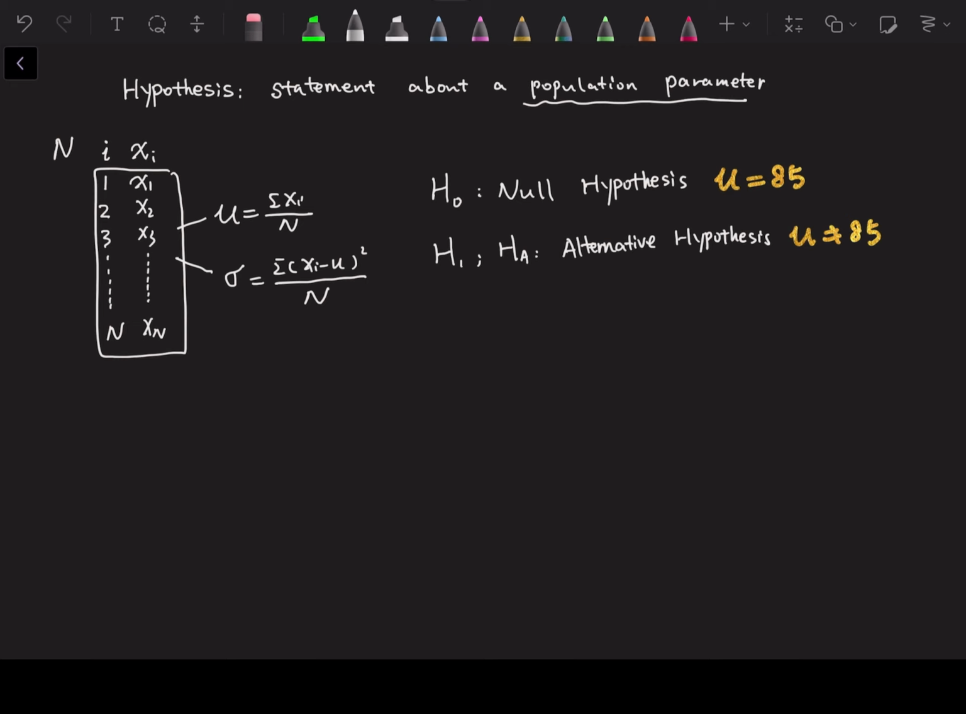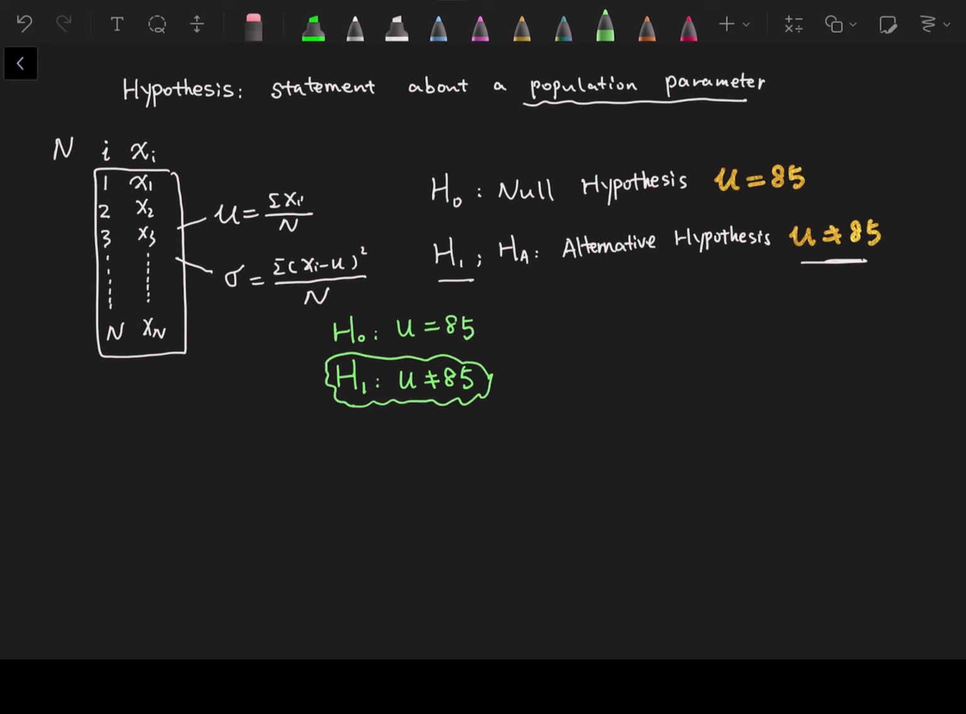The second point is that the research question is reflected in the alternative hypothesis. For example, how do I know the alternative is mu not equal to 85? It depends on my research question. What are you interested in? What is the research question about? If I'm interested in whether the population mean is different from 85, my alternative hypothesis should be mu not equal to 85, and the null hypothesis will be mu equal to 85. So this is my research question.